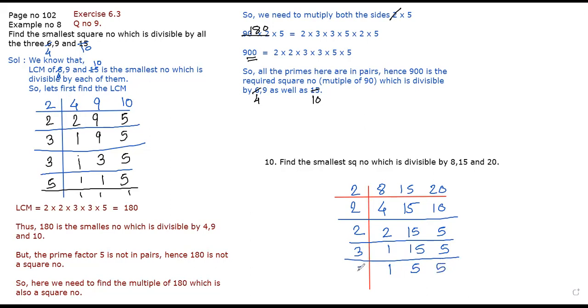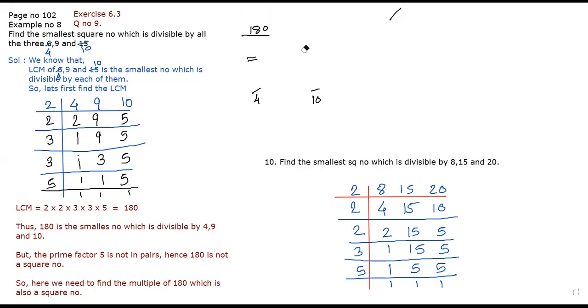5 ones are 5. LCM is equal to 120: 2 twos are 4, 4 twos are 8, 8 threes are 24, 24 fives are 120. 120 is the LCM. And what is unpaired? 2, 3 and 5. So we need to multiply by 2, 3 and 5. Start doing it.